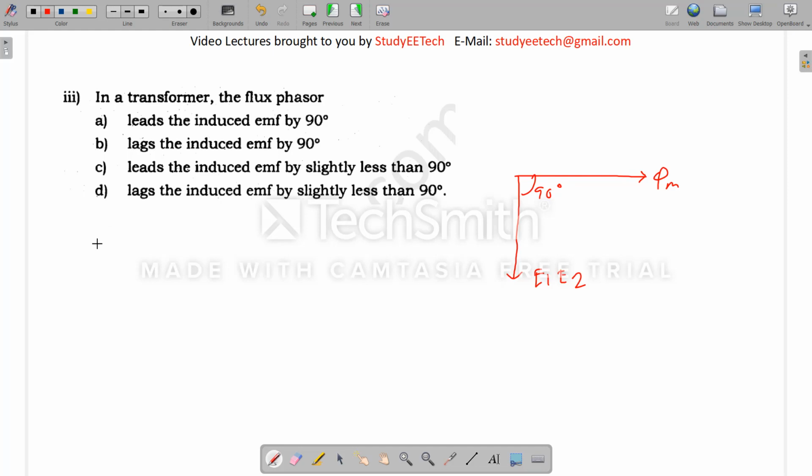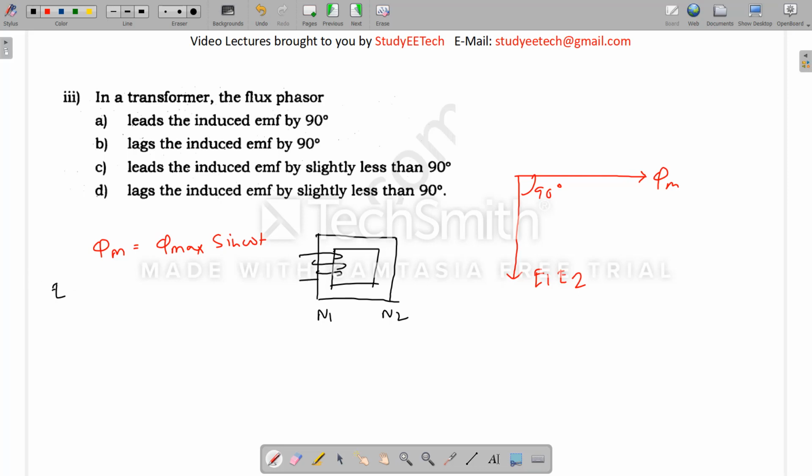We can explain this concept in another way. Let us assume phi m equals phi max sine omega t. In a transformer, assuming this is the core, with N1 number of turns and N2 number of turns, the induced voltage E1 will be minus N1 d phi m by dt.